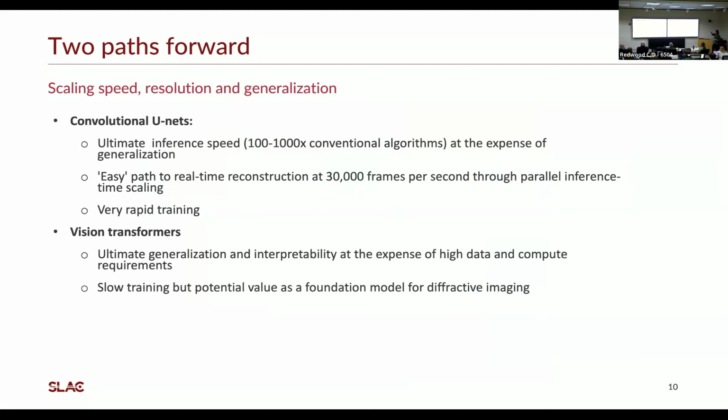So there may be two paths to applying ML to this problem. One is, if you want fast reconstruction, you use small models, and by putting in physical constraints, you can get surprisingly good generalization from training on very small datasets. But if you wanted the ultimate generalization, you would have to go to an architecture like the vision transformer that has a higher model capacity. And that would be at the cost of speed at inference time. But it might be worth doing.